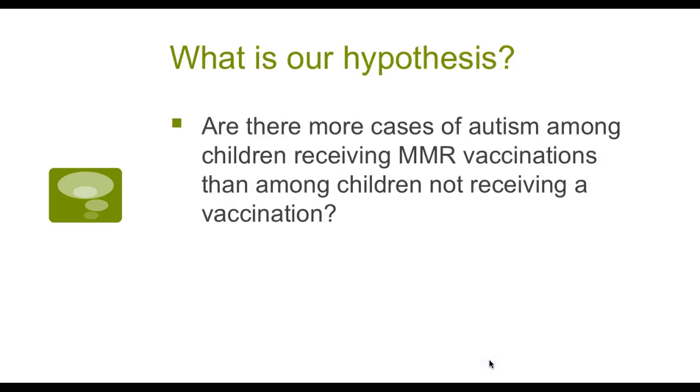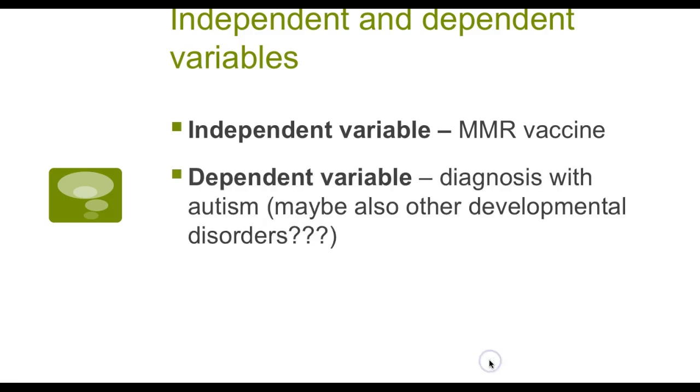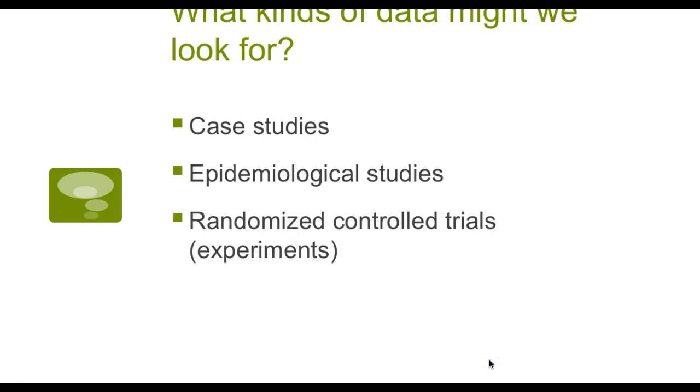Our hypothesis there was, are there more cases of autism among children receiving MMR vaccinations than among children not receiving vaccinations? And our independent variable was the MMR vaccine, and the dependent variable was the diagnosis with autism. And perhaps we're going to be interested in other kinds of developmental issues. So what kinds of data might we look for?